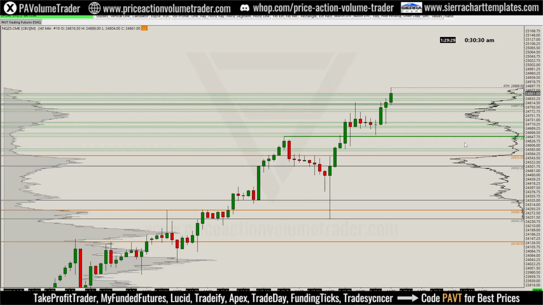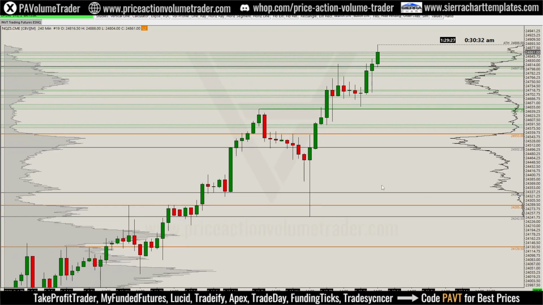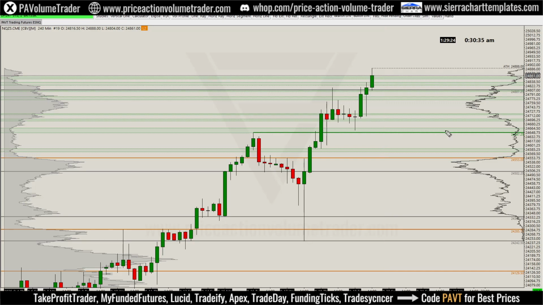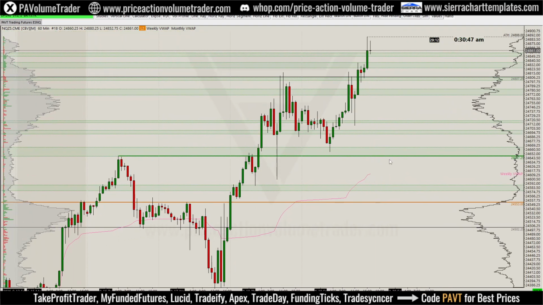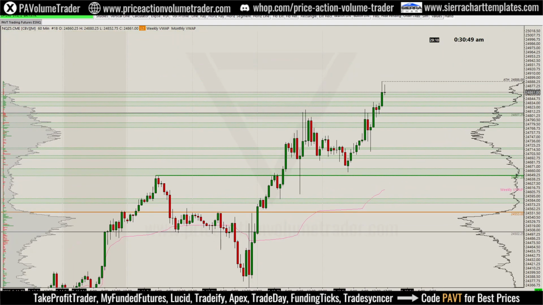Okay, so 4-hour view. This is the swing that we can see here. So we did back test on the hourly time frames, but on the daily, this level still remains untested. Right over here, we have this big high volume node.